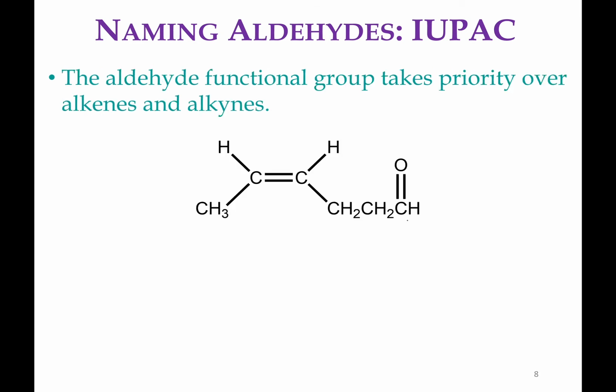Here we have an aldehyde, but we also have an alkene. We have an ene functional group. When we have another functional group here, like an alkene, we're going to go over a couple different functional groups, but when we have an alkene or an alkyne, the aldehyde is going to take precedence. Remember, it's always going to be at carbon number 1, so it's going to take precedence there.